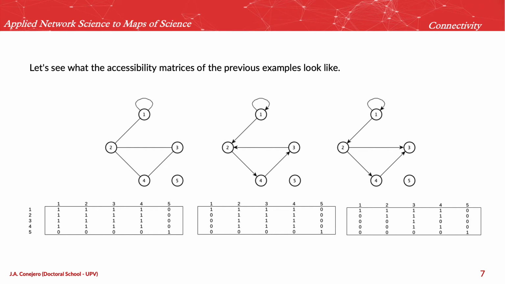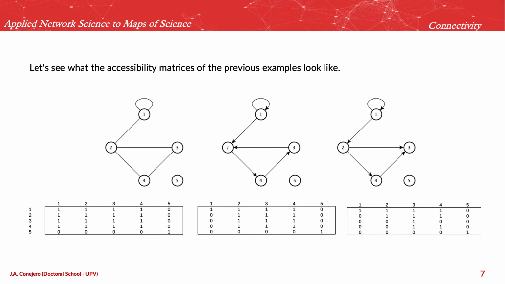And in the third case, from 1 we can go to 2, 3, and 4. From 2 we can go to 3 and 4. From 4 to 3, but from 3 we cannot return to any other node, and neither from 4 and neither from 2. So there are many zeros in the lower part of the matrix, which means that from the nodes with higher number we cannot return to the ones with lower number. And again, 5 is separated and we cannot reach it from the others.